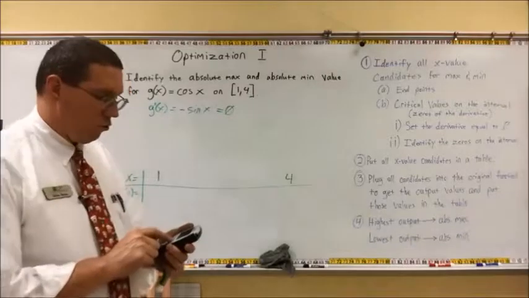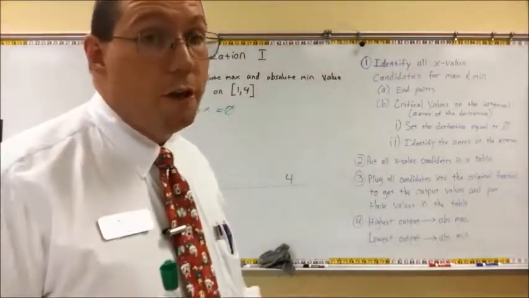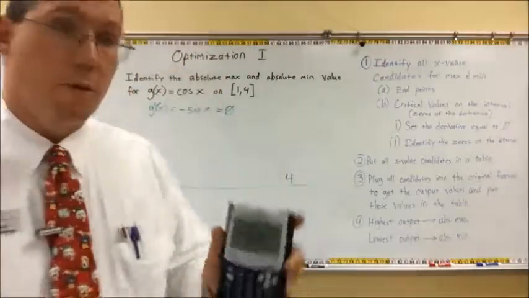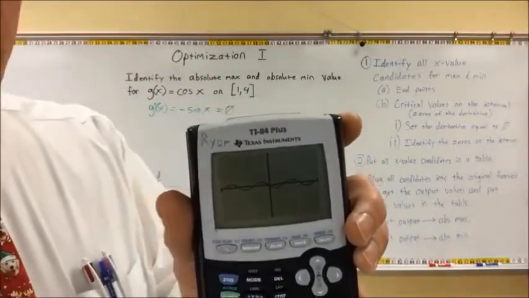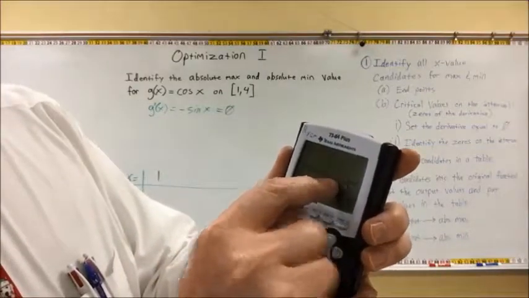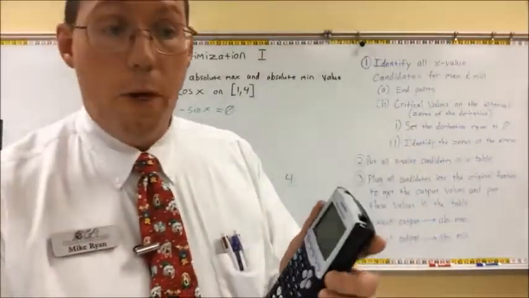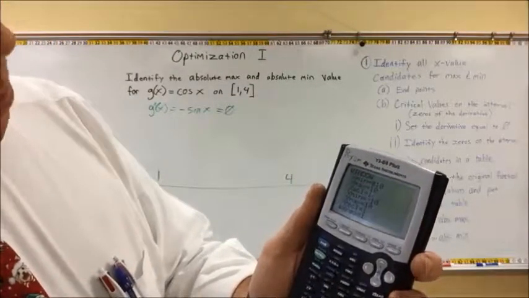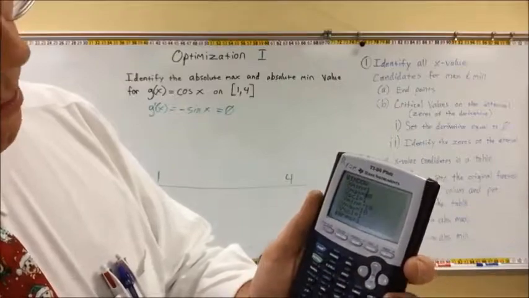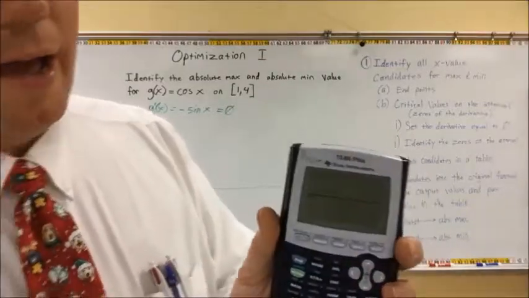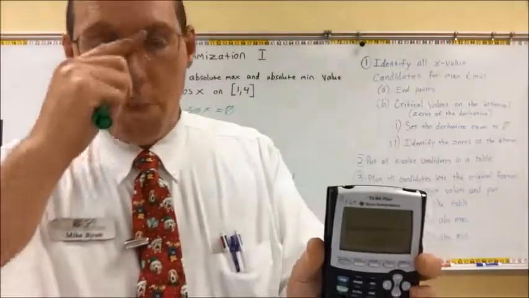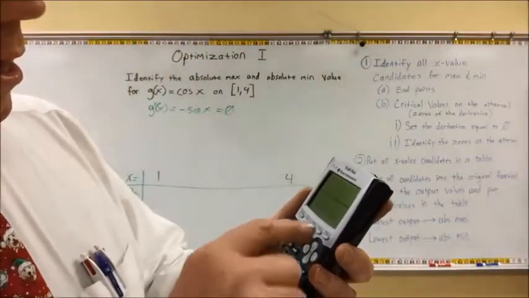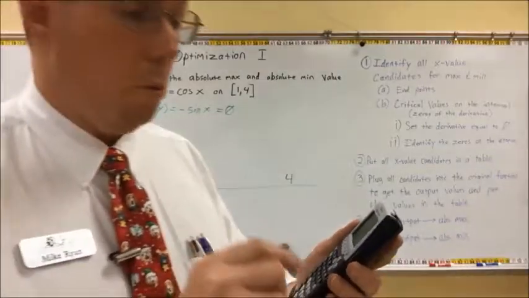And then I'm going to hit graph. Now I'm only looking for outputs that are between 1 and 4. And so you can see the graph here. One thing that I can do is I can only look between 1 and 4, or I can change the window. If I press window here, I can go to x min and put in 1, and I can go to x max and put in 4, and then hit graph. And now it's only going to show me the graph between 1 and 4. And as you can see, it really only crosses over in one place.